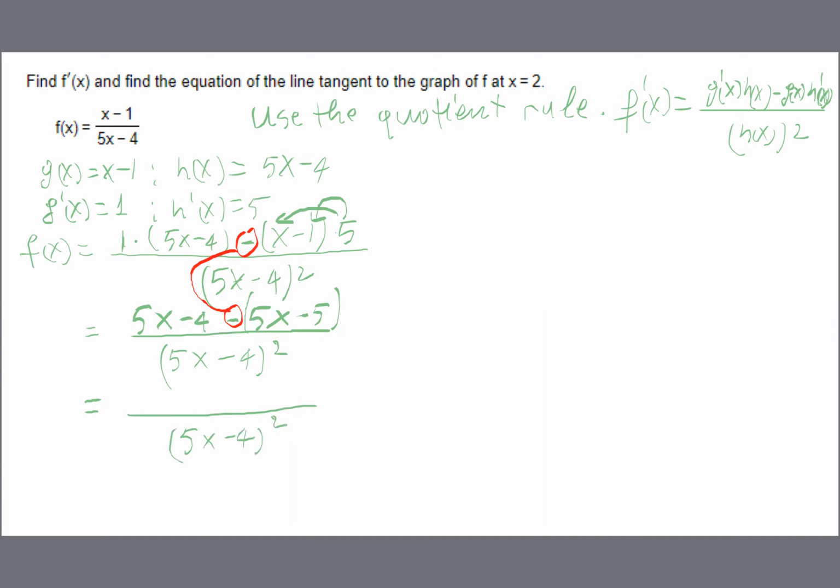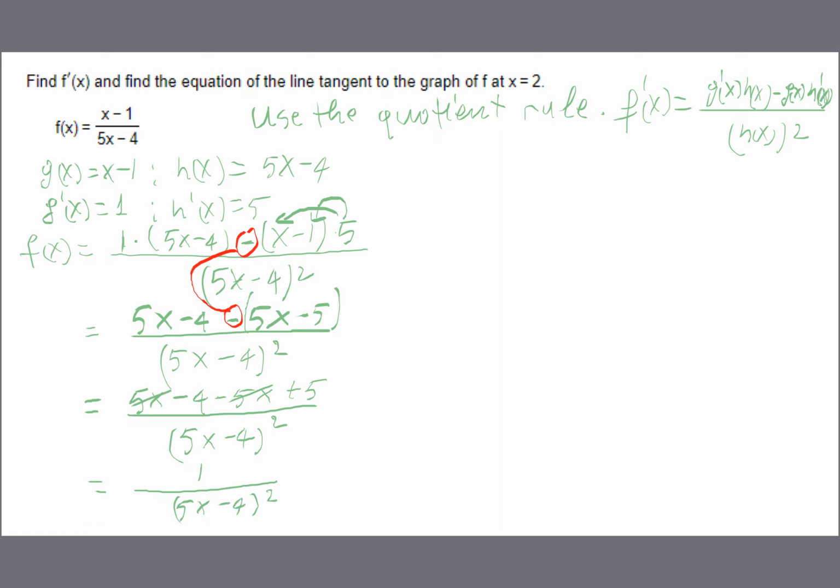Okay, so denominator 5x minus 4 squared. So let's simplify further. 5x minus 4. Now I'm going to distribute the negative into 5x minus 5. So here we have minus 5x plus 5. 5x and 5x will cancel out. Negative 4 plus 5 is 1 over 5x minus 4 squared.